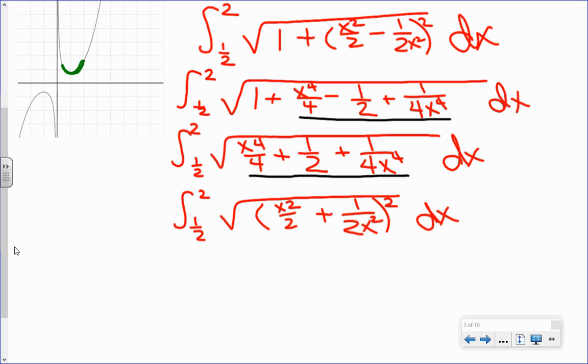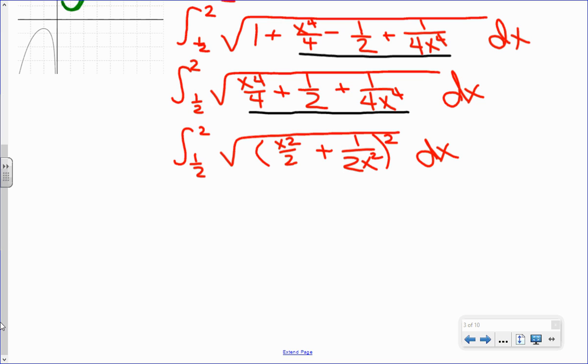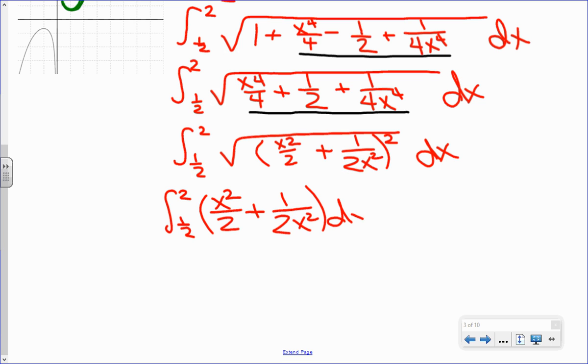Why is that helpful? Okay, we have the square root of something squared, right? Sometimes it's the obvious things, right? Not obvious? Okay.